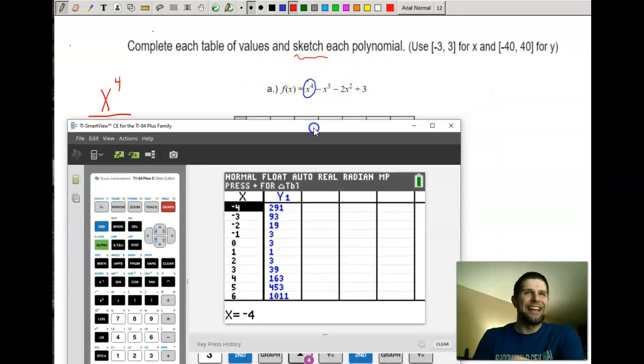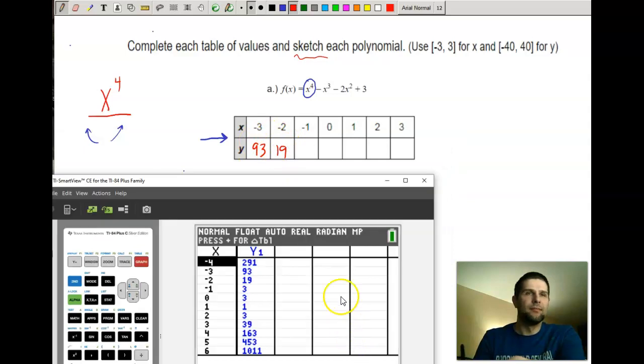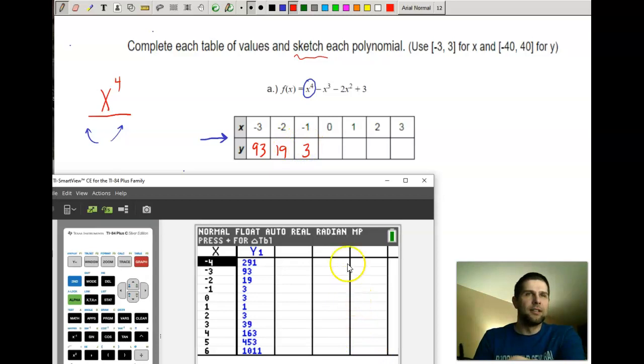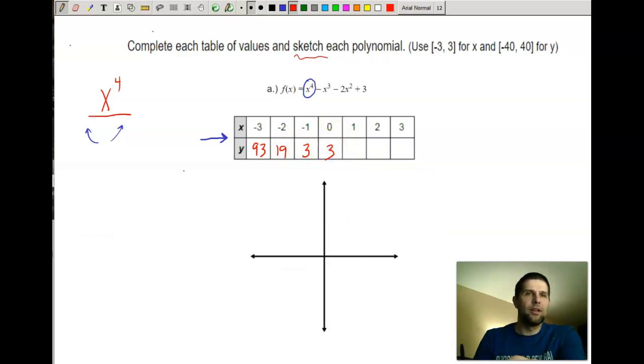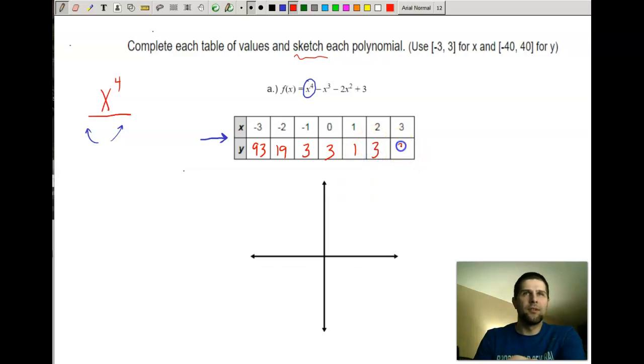So -3 goes to 93, -2 goes to 19, -1 goes to 3, 0 goes to 3, 1 goes to 1, 2 goes to 3, and 3 goes to 39. All right, so I create this table of values. Now obviously I can plug in an infinite number of values for x, but I'm just plugging in a small set of numbers there just to get an idea.